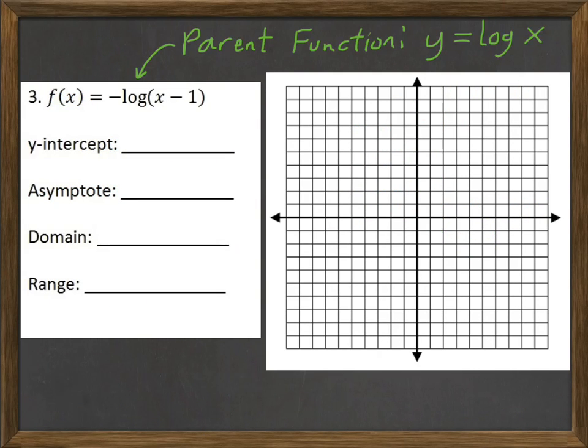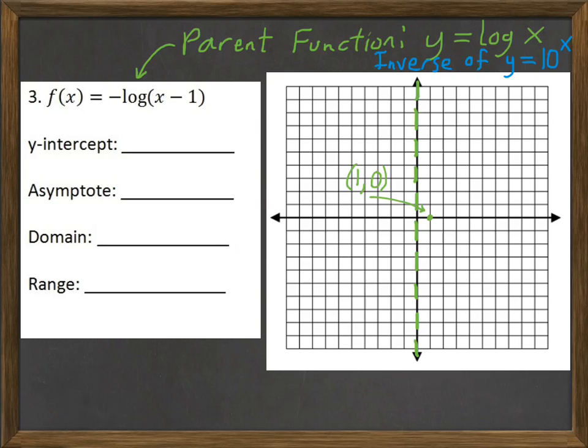Here, my function is negative log of x minus 1. So the parent function is y equals log of x, where it's understood to have a base of 10. Okay, let's draw the parent function. That's the inverse of y equals 10 to the x. So that means that the x's and y's are switched from 10 to the x. So my asymptote then is going to be the y-axis instead. And instead of a coordinate of (0, 1), I'll have a coordinate of (1, 0).